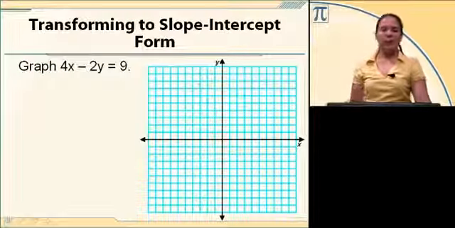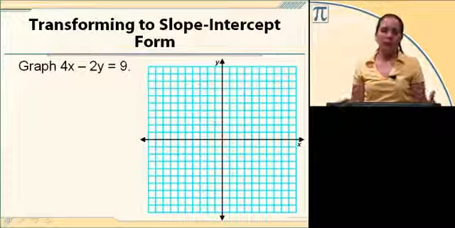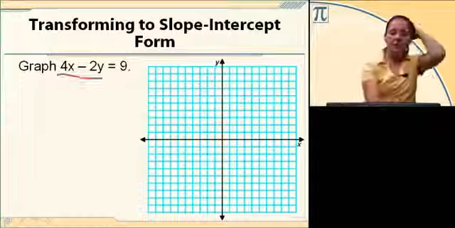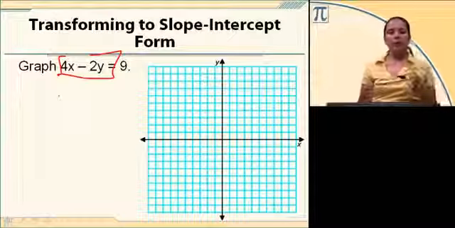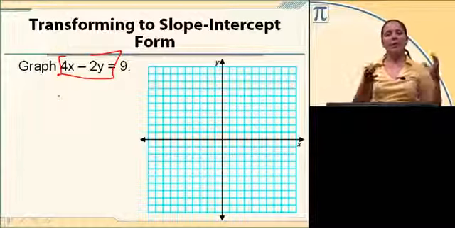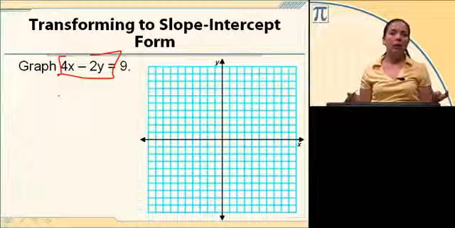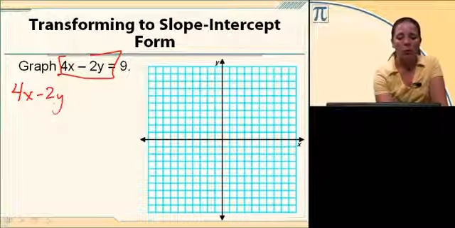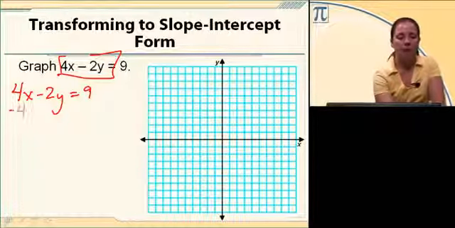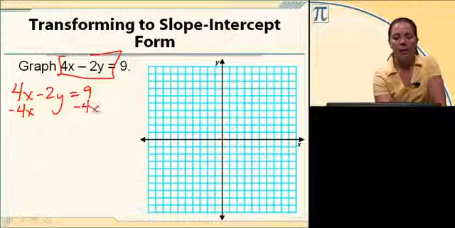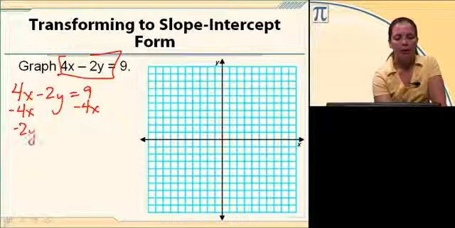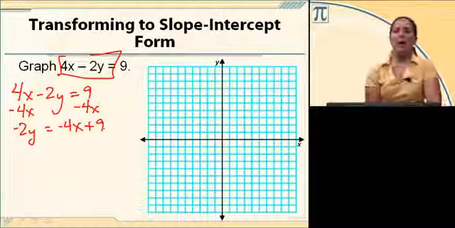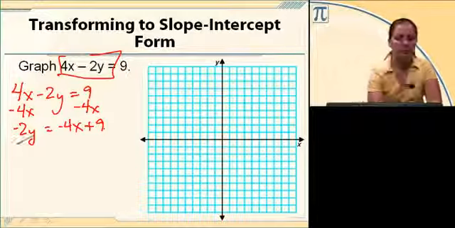All right, transforming to slope-intercept form. That's a fancy way of saying, hey, solve for y. If it wants you to take a standard equation, in this case it's a standard equation, and put it into slope-intercept form, it's just asking you to make it y equals mx plus b. Solve for y. So we're going to start by getting y by itself. I'm going to subtract 4x on both sides. Negative 2y equals negative 4x plus 9. And then I'm going to divide everything by negative 2.